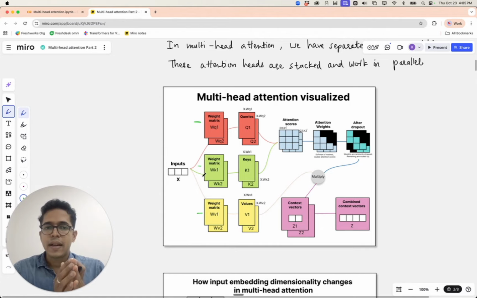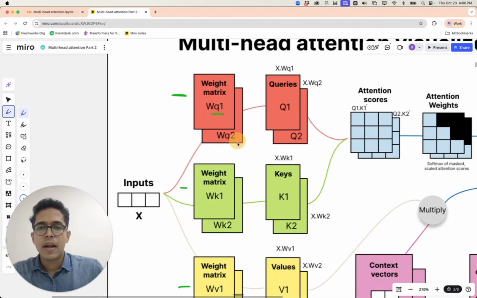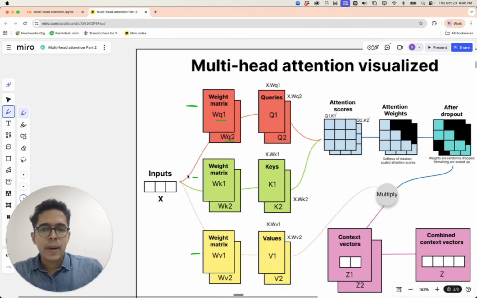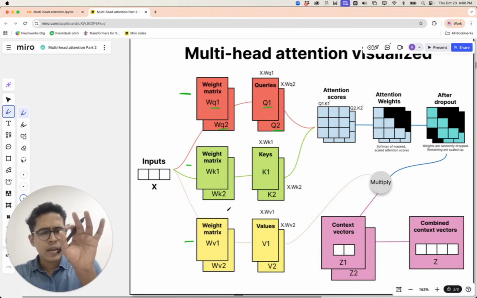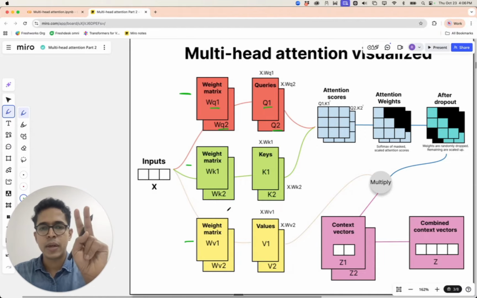In the absence of multi-head attention, or if it had just one head, you would only have one weight matrix. But here you can see there are two weight matrices, WQ1 and WQ2, which operate separately on the input to convert it into Q1, the first set of queries, and Q2, the second set of queries. Because this multi-head attention has two heads, you have two query vectors corresponding to every single input vector. The same thing applies for keys and values. So this is the most simplified form of multi-head attention with two attention heads.